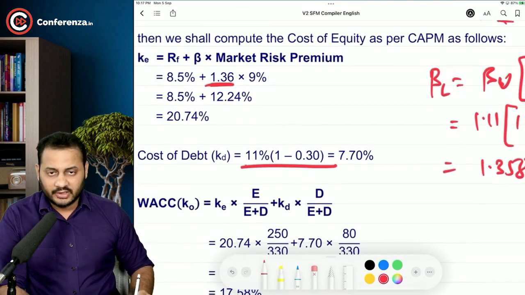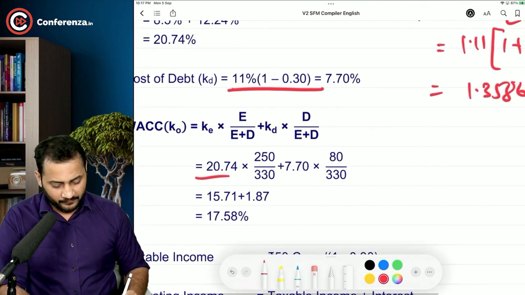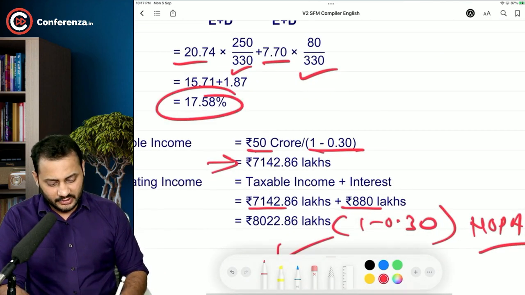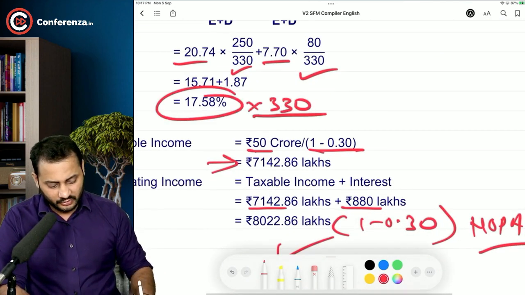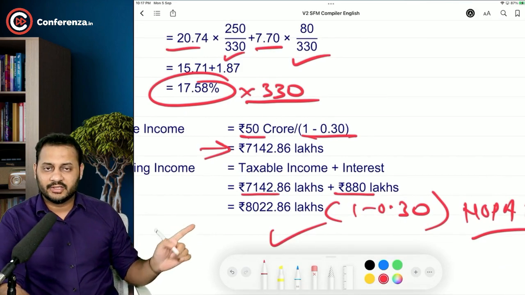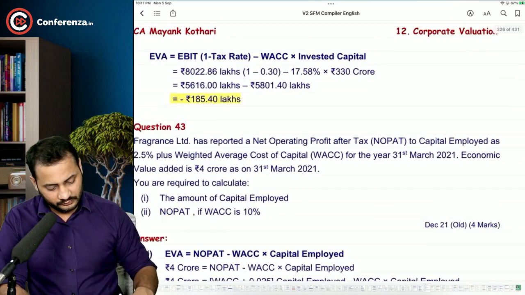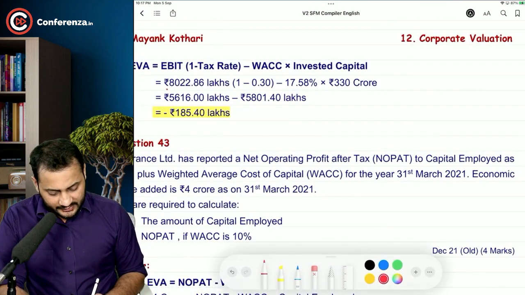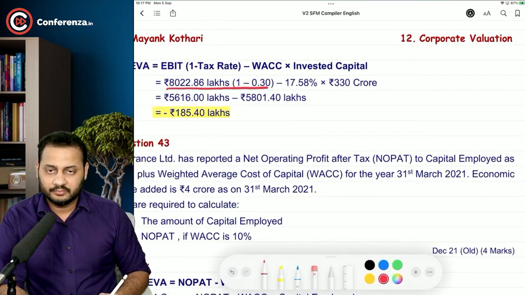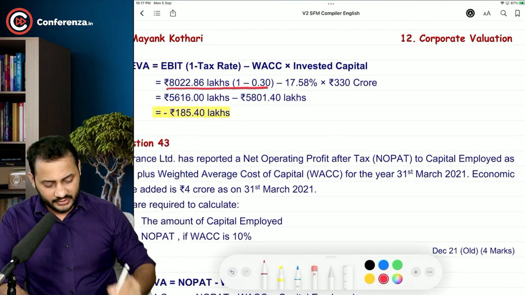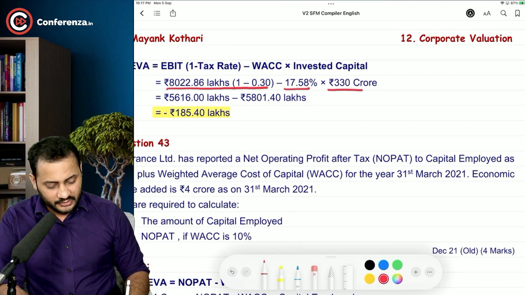This is cost of debt after tax. Use it here. 250 by 330, 80 by 330. This is WACC. Use that WACC on 330 crore and 8022.86 lakhs minus. See, 8022.86 lakhs minus 1 into 1 minus 30. So this is net operating profit after tax, and 17.58% into 330 crore.